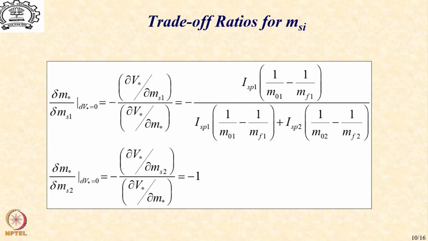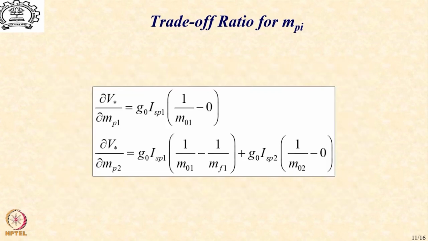So for the same change desired in m star, you may need to make larger changes in the structure of the first stage as compared to the second stage. And this establishes the fact that from a structural perspective, the second stage, or the final stage, is 100% efficient. Now the same logic could be extended to the nth stage, so that the last stage is the most efficient from a structural point of view.